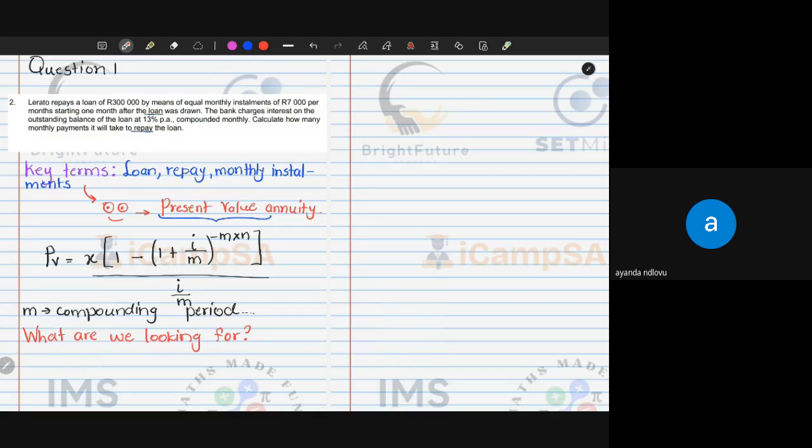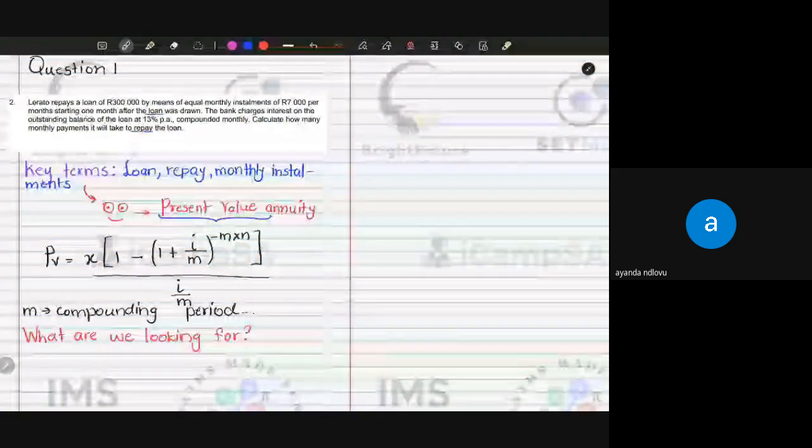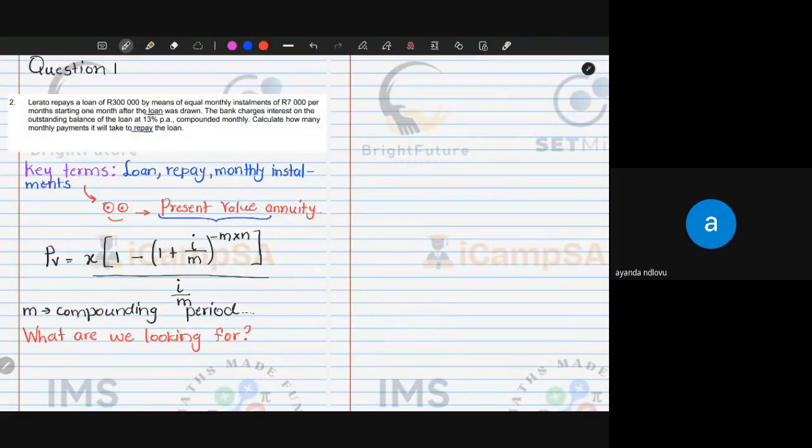I think we're looking for the minus M times N. Okay, but what is minus M times N? It would be your compounded monthly, which would be 12 times the years that he had the loan for. Yep. So we can look at it in two ways. One can say we are looking for the number of years, or one can say we are looking for n, of which n will tell us the number of payments that we make.